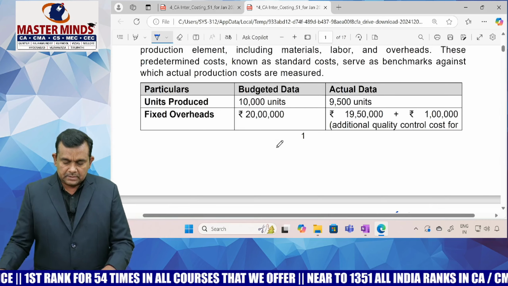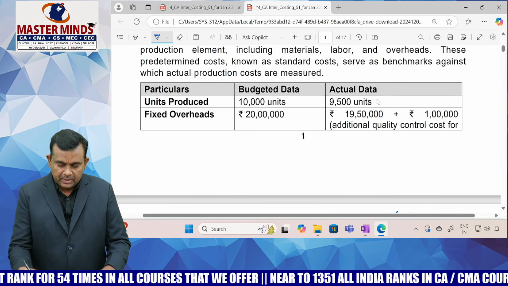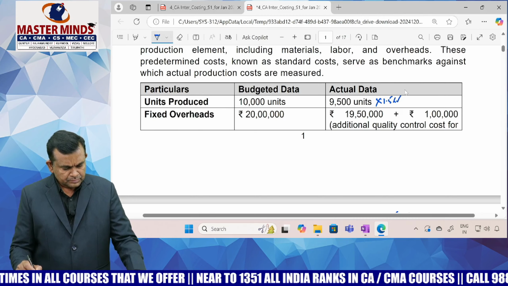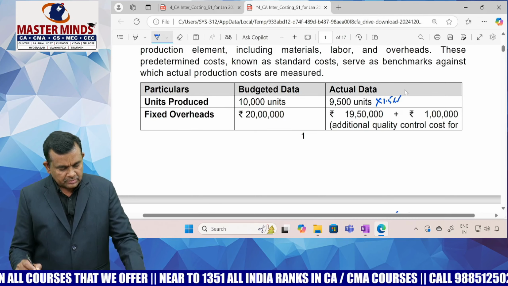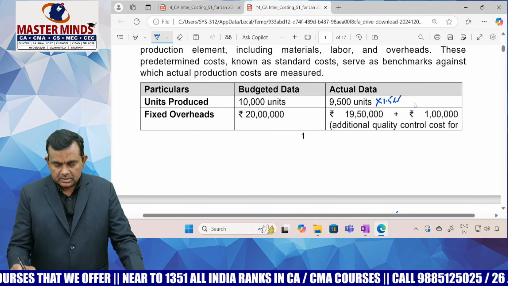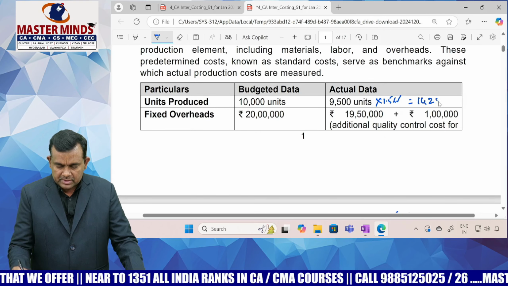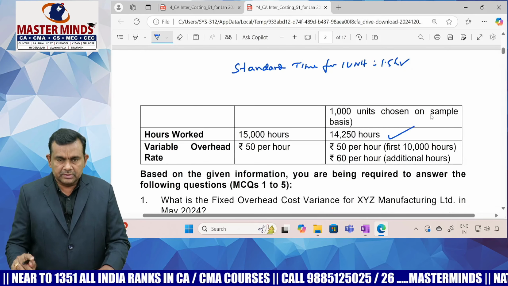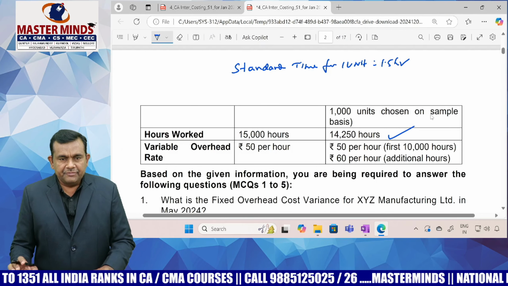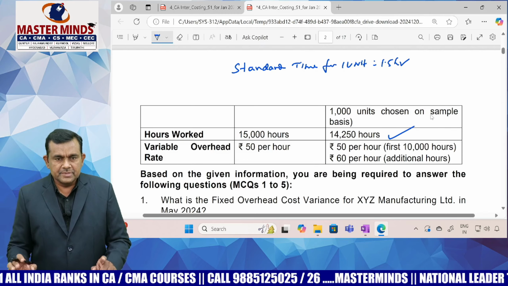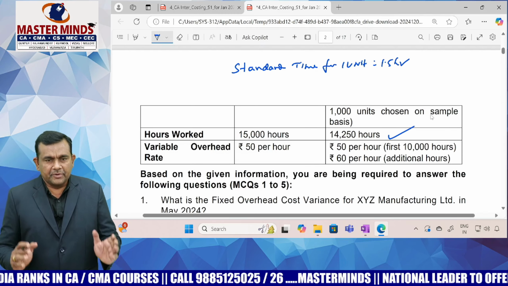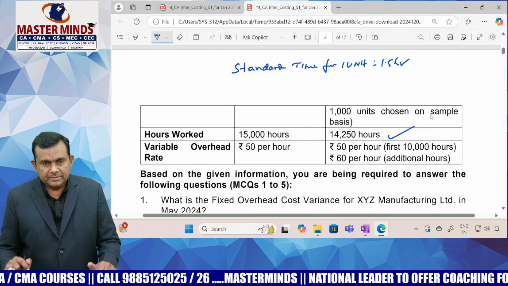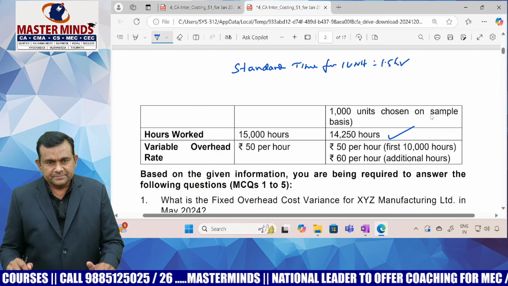So here 9,500 units required time equals 9,500 into 1.5 hours, which is equal to 14,250 hours, sir. Actual working time equals 14,250 hours. Therefore, efficiency ratio 100, and efficiency variance nil. So, this is the technique.